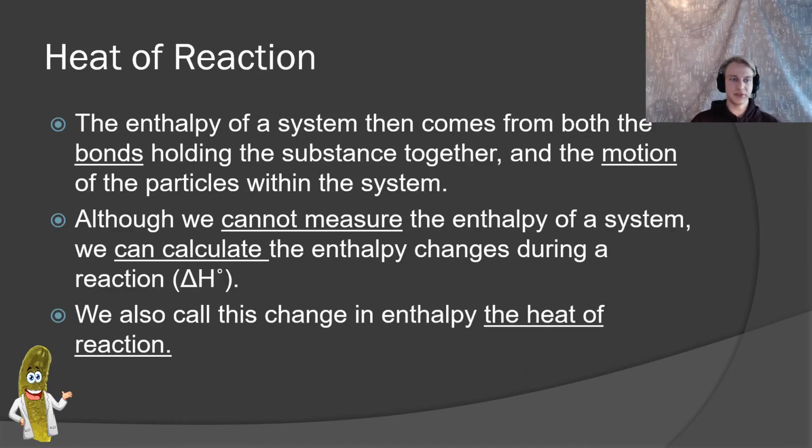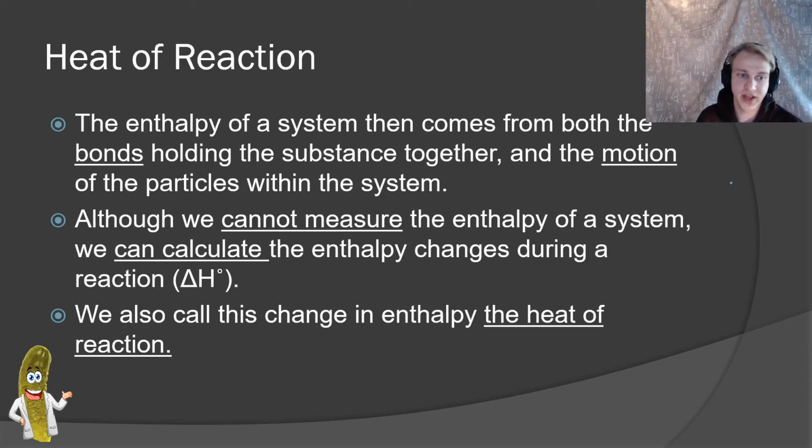And so the enthalpy of the reaction comes from two different things. It comes from the bonds that hold the substance together and also the motion of the particles. Atoms very rarely sit absolutely still. We said that the point when atoms are absolutely still and they are no longer moving is at 0 Kelvin or minus 273 degrees Celsius. That's called absolute zero. And that is the only time when the molecules or the atoms will stop moving around and stop generating energy. So we can't measure the enthalpy of the system.